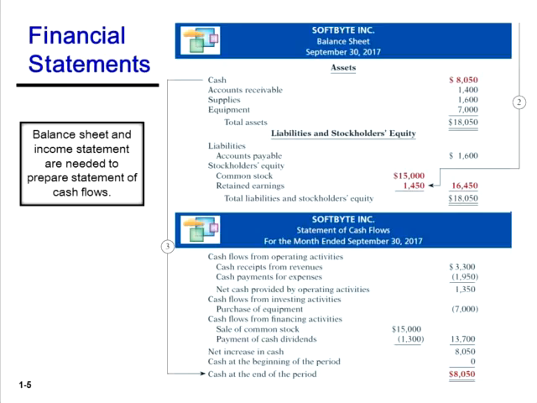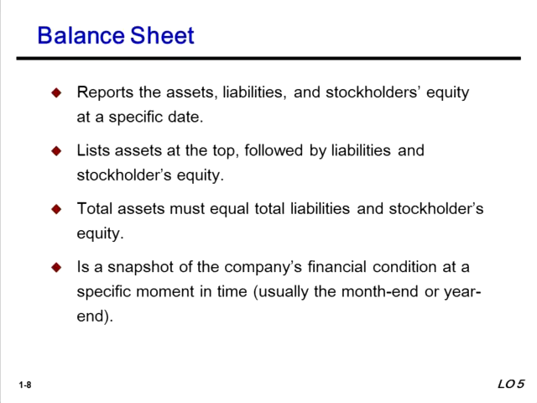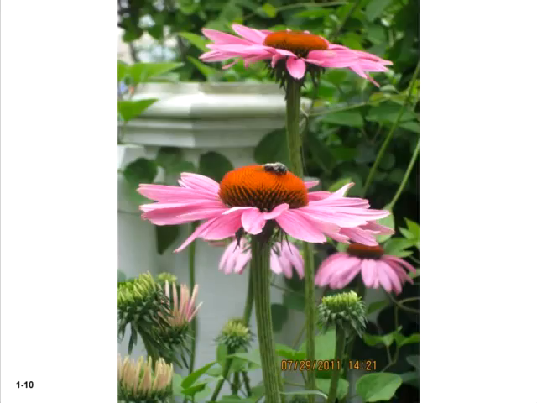Oops, I went backwards. Okay, sorry about that. And then the retained earnings statement, again, we've talked about that. The balance sheet, I have gone through all of those bullets. And then the statement of cash flow. When we go to look at companies that we're going to analyze, we're going to be looking for answers to those three questions. Where did the cash come from? What was the cash used for? And what was the change in the cash balance? And that ends this part of the lecture.